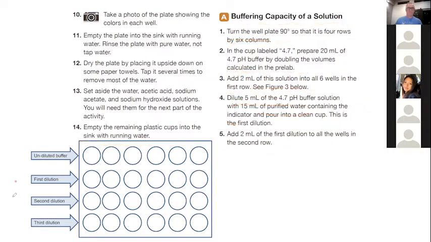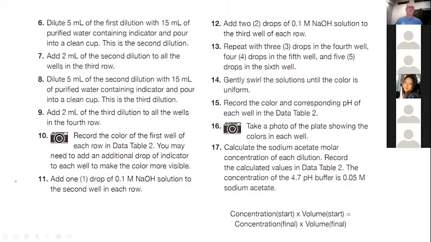So the second row is a 4-to-1 dilution. And then we're going to take 5 mils of the second dilution and dilute it by 4 times again. That'll be a 1 to 16 dilution. And then all the wells in the fourth row will get the most dilute. Take a color of that.